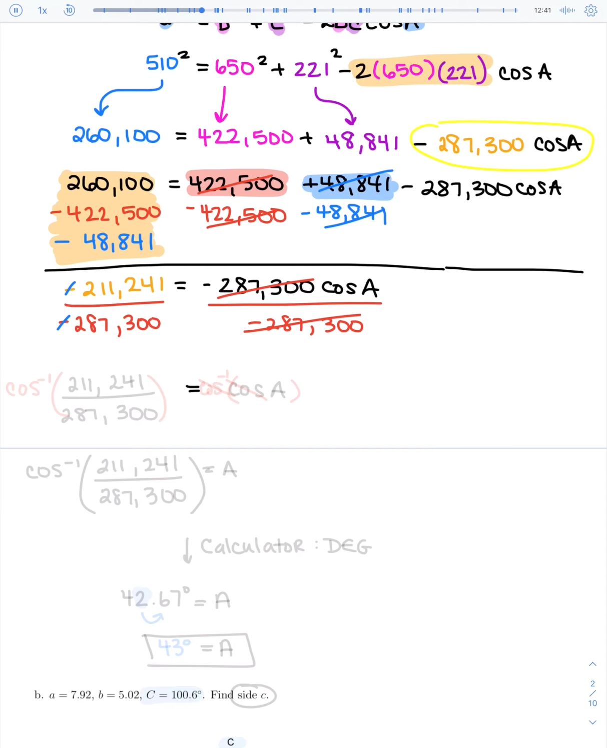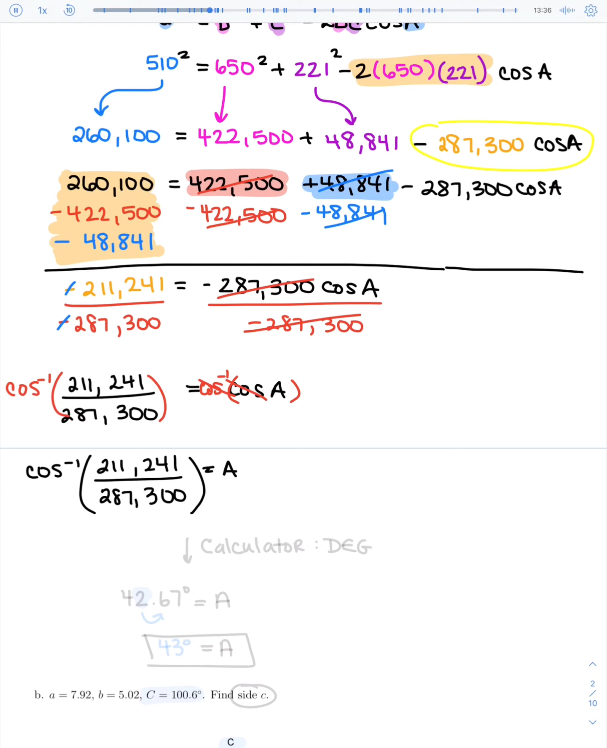So now what we have is 211,241 over our 287,300 and our cosine of A. The next part, what we'll do is get rid of the cosine on the right-hand side by doing what? We'll do inverse cosine on both sides, because that's how you get rid of a cosine. Don't forget your parentheses when you do this little step. The inverse cosine and cosine will cancel out, leaving you with just the angle A. So we've got inverse cosine of that really big fraction, the 211,241 over 287,300. What's nice about this is a scientific calculator can do this and a graphing calculator can do this, so this could be on either section of the test.